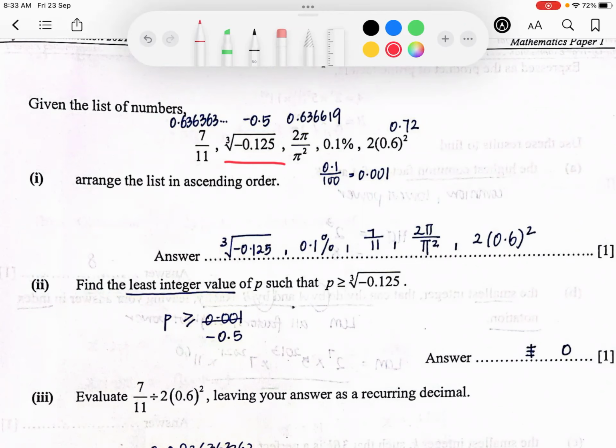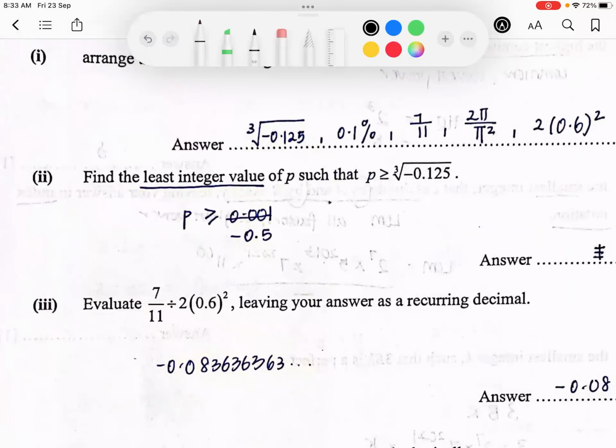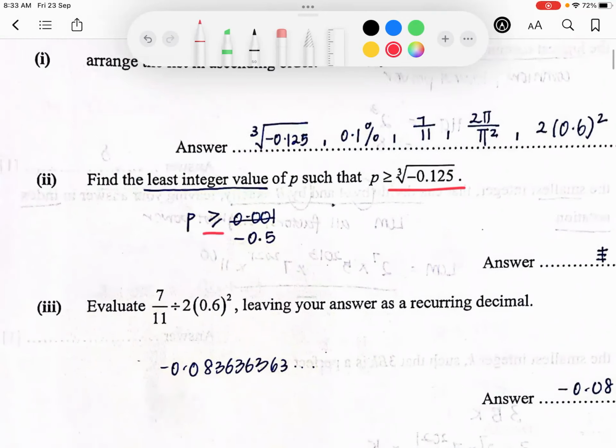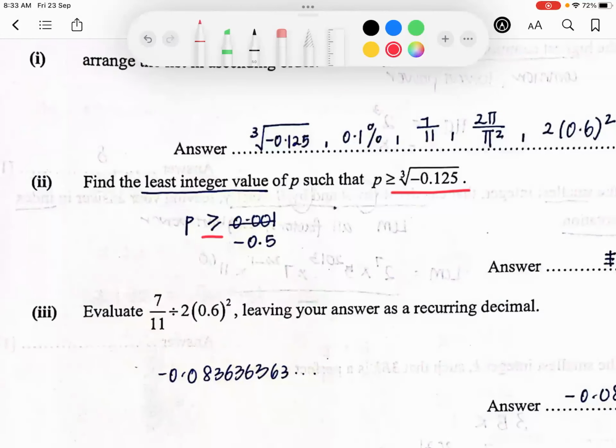Okay, so next one, find the smallest integer value such that p is greater than or equals to this. Now, although this involves inequality, this is the basic inequality sign. We are not solving inequality. So this is still part of our examinable topics. Now, what is this whole value for cube root of negative 0.125? This number is actually negative 0.5. What does this symbol over here actually mean? It means P is more than or equal to, right? Let me just write more than or can be equal to.